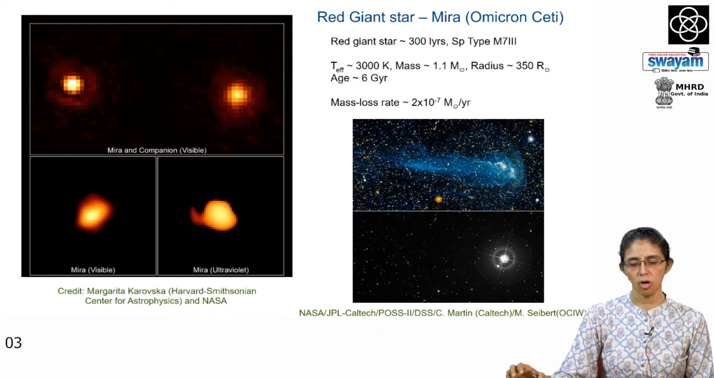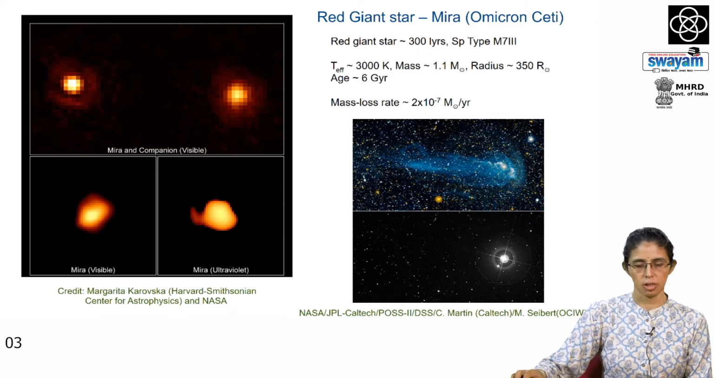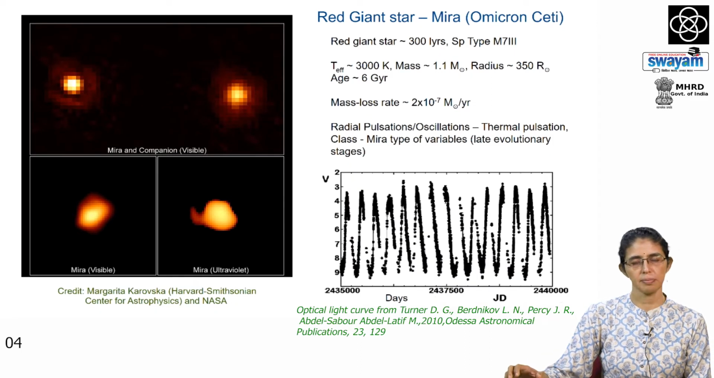The top panel on the right shows the ultraviolet image, and the bottom panel shows the visible, where Mira can be seen as a very bright spot. There are also thermal pulsations observed towards this star Mira, and in fact it has given rise to an entire class of variables known as Mira variables. The panel here shows the variability observed towards Mira.